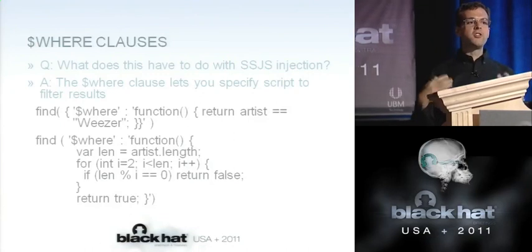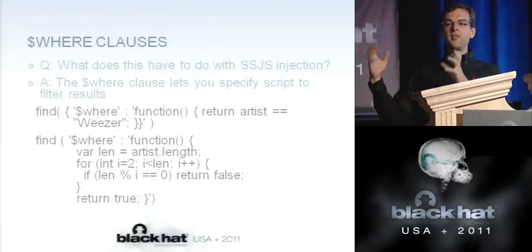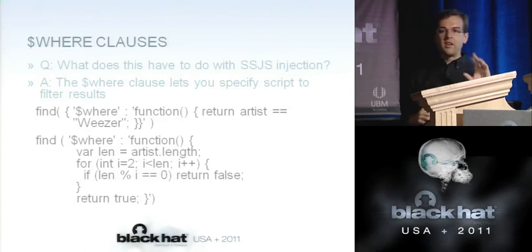So I'm going to create a JavaScript function, and it's basically going to return true or false. And I can do anything I want within that. And if it gets true, then that document is going to be returned as part of the filter, and if it's false, it's not. So at this point, I can do that same thing again. I can say, I'm going to create a function, and I'm going to return artist equals Weezer, so this will pull back all the Weezer ones.